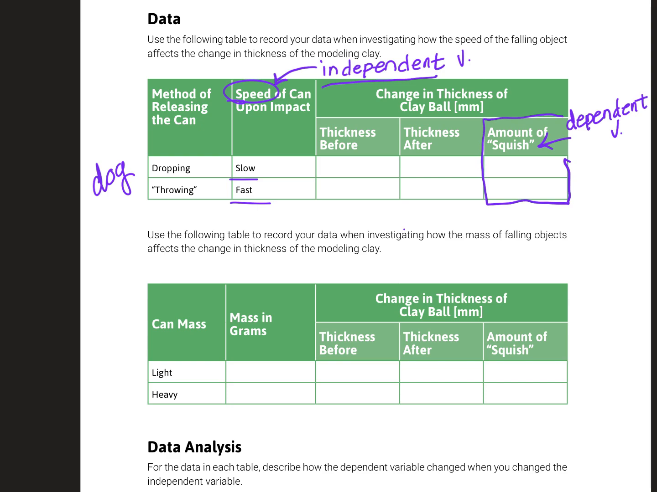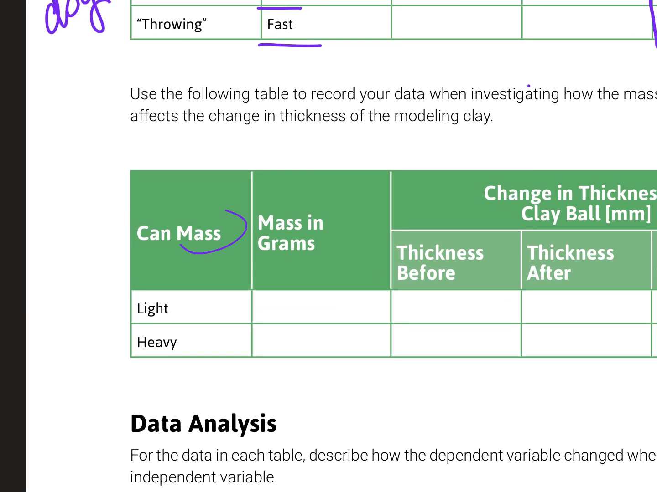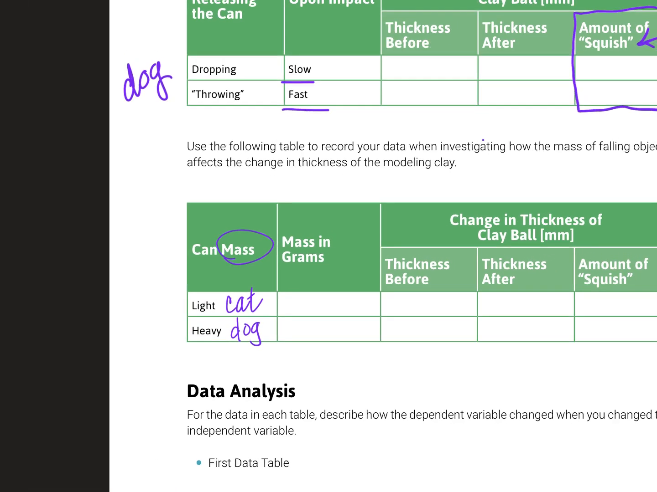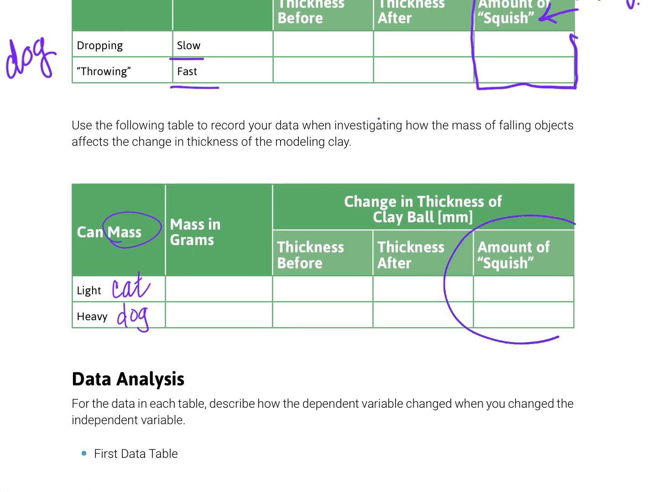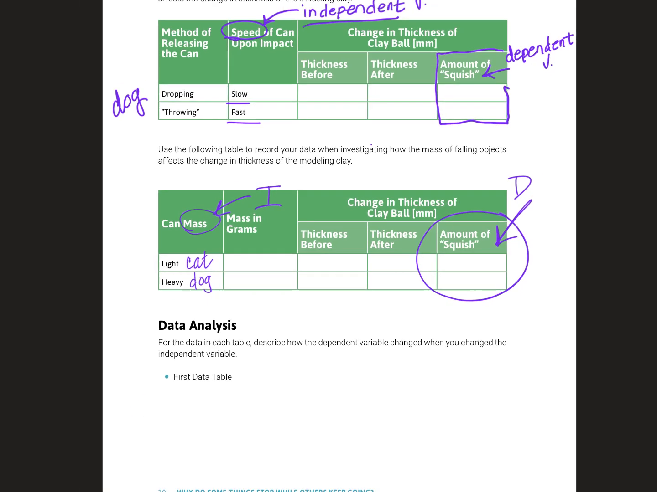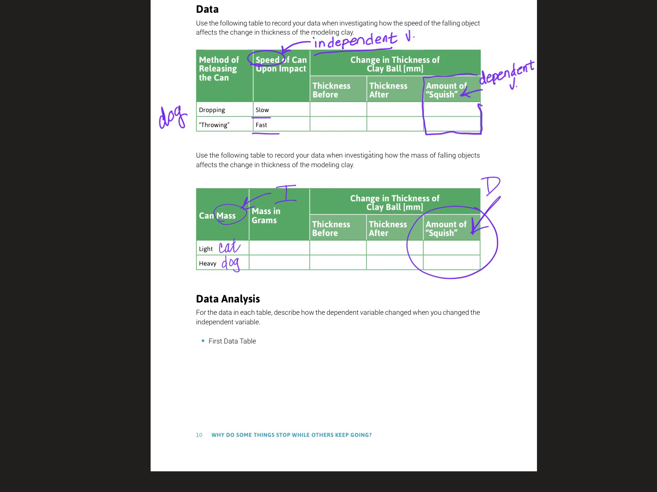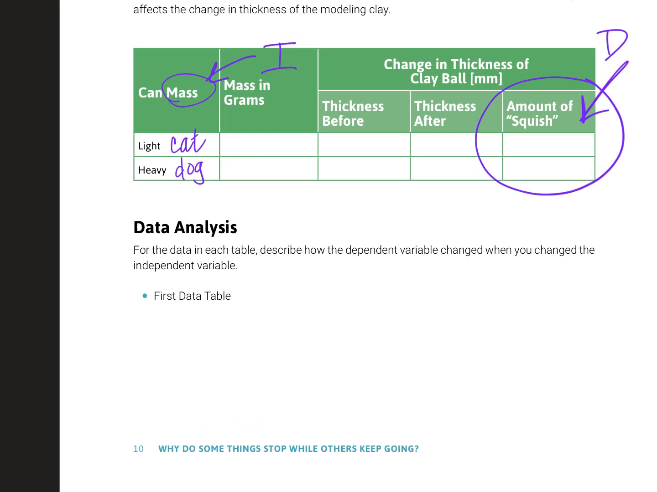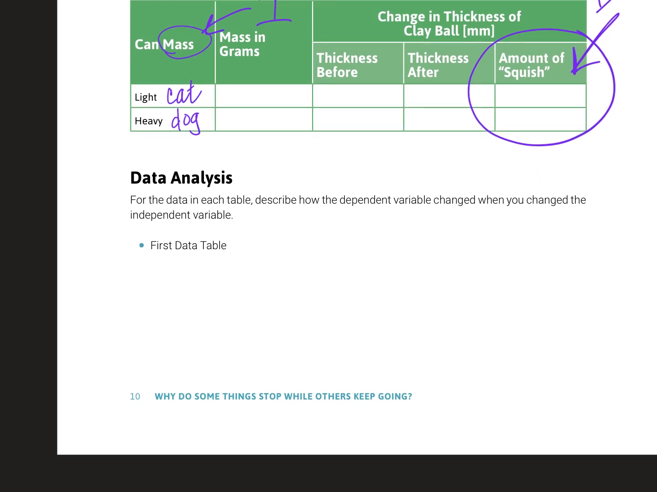The second time that we did this, we investigated the variable of mass, and we used a cat food can and a dog food can, and then we measured the amount of squish. Our mass was the independent variable, and the amount of squish was our dependent variable. Now, in the slideshow, after you got done collecting your data, I asked you a couple questions, and I helped guide you along the way. So I asked you to write anything that was in purple into your workbook. So let's see how you did.